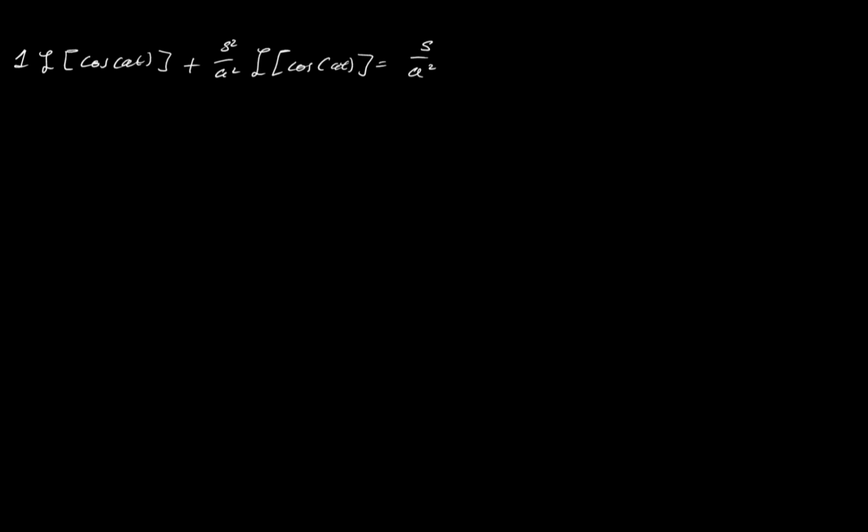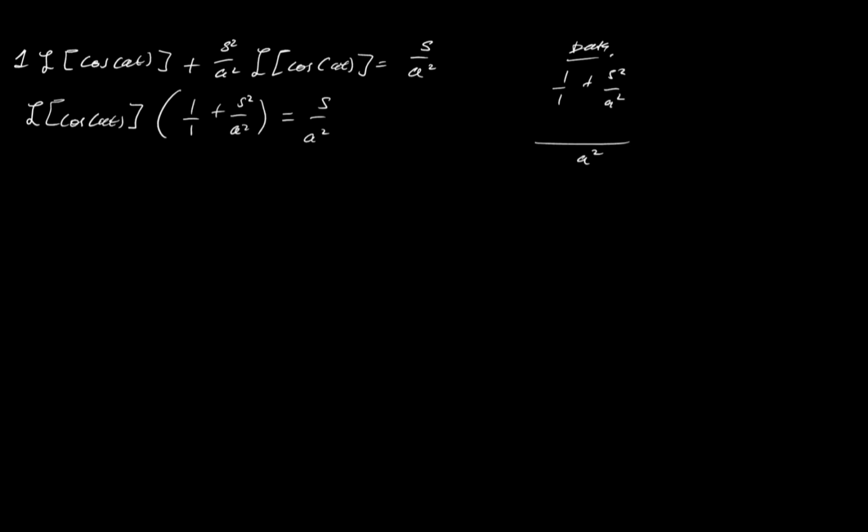If we factor out the Laplace of cos at, it will remain with 1 plus s squared over a squared, and this is equal to s over a squared. Now, if we do a side note, say 1 plus s squared over a squared, if you look for a common denominator, we have a squared, then this would be basically a squared plus s squared. This tells us that on the left-hand side, we have the Laplace of cos at having a squared plus s squared over a squared, and this is equal to s over a squared.